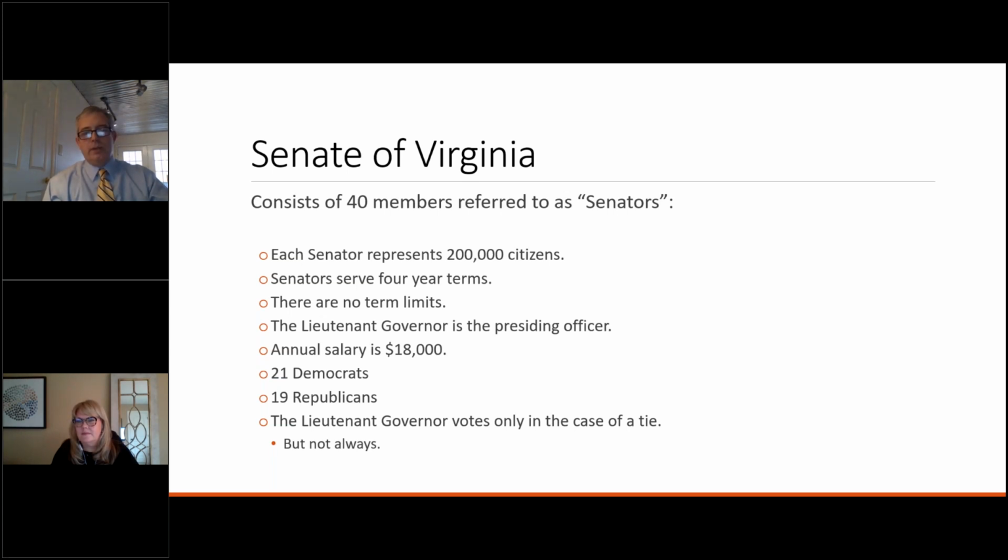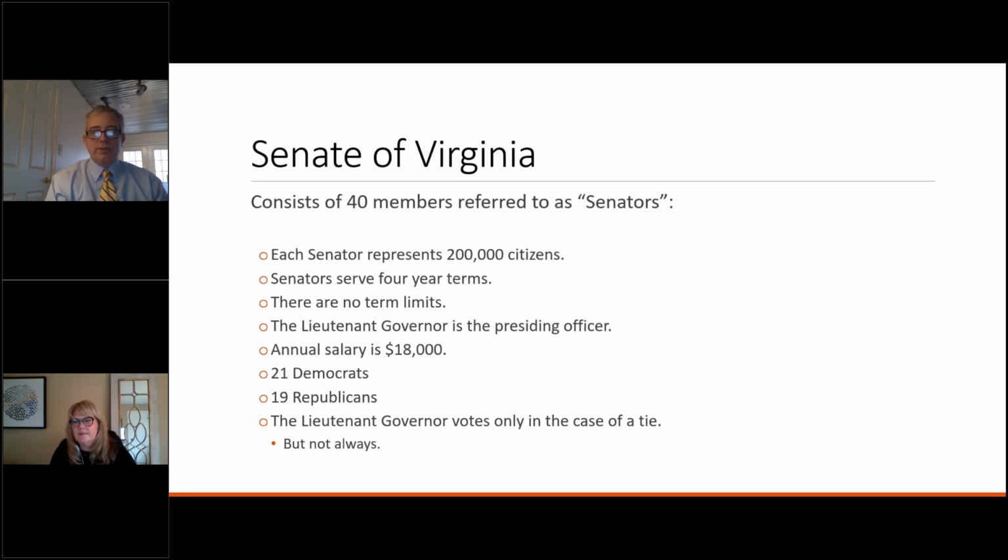The Lieutenant Governor is the presiding officer. And unlike the Speaker of the House, the people of the Commonwealth elect the Lieutenant Governor. You'll see that even though senators represent more than twice the number of citizens the House represents, they're only paid a little bit more, 18,000.